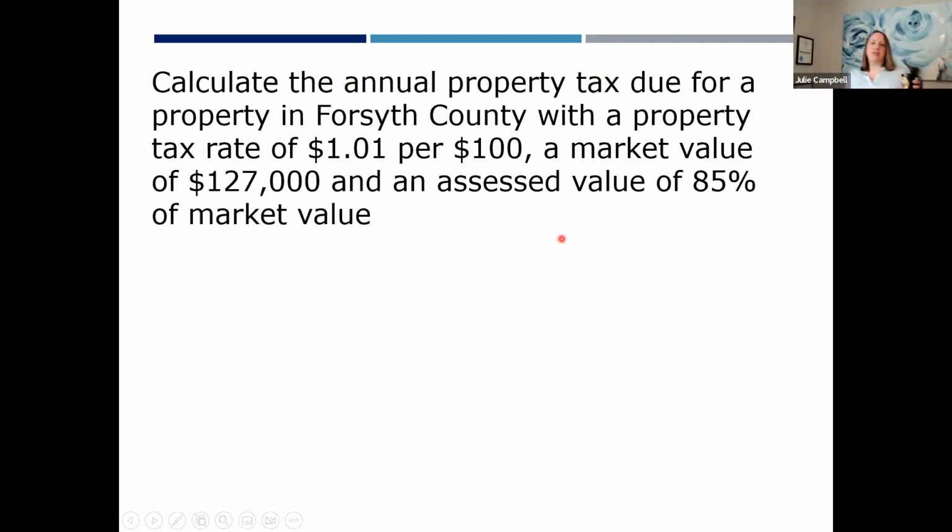Calculate the annual property tax due for a property in Forsyth County with a property tax rate of 1.01 per 100, a market value of 127,000, and an assessed value of 85% of market value. I read the problem. I see the word rate or percent. I'm going to throw my T-bar down. And the first thing I want to do is identify my X. What am I solving for? Once again, we're solving for the number of.